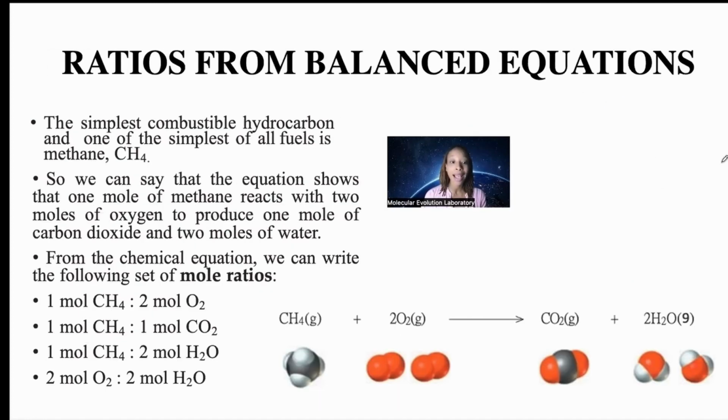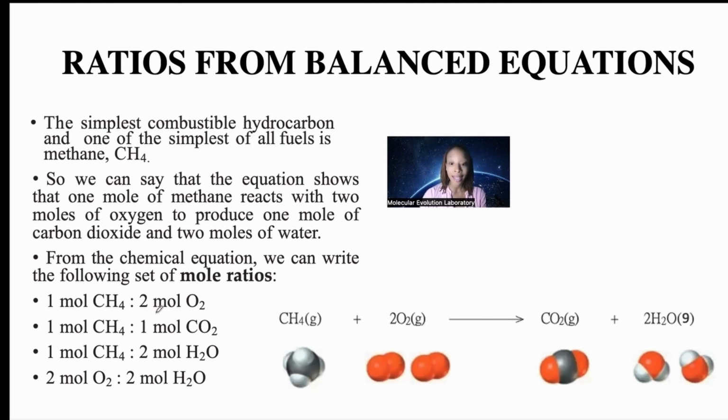The simplest combustible hydrocarbon and one of the simplest of all fuels is methane, CH4. So we can say that the equation shows 1 mole of methane reacts with 2 moles of oxygen to produce 1 mole of carbon dioxide and 2 moles of water. From the chemical equation, we can write the following mole ratios. So we have 1 methane to 2 oxygen, 1 methane to 1 carbon dioxide, which is a product, 1 methane to 2 water, which is also a product, and 2 oxygen to 2 water.